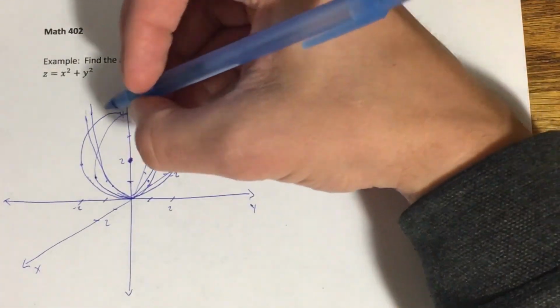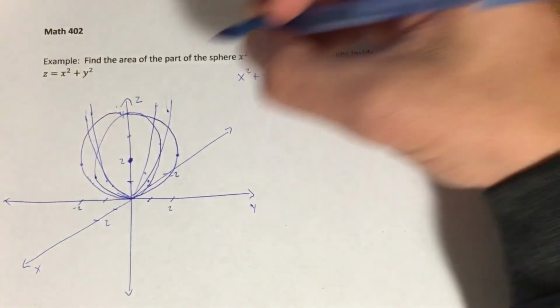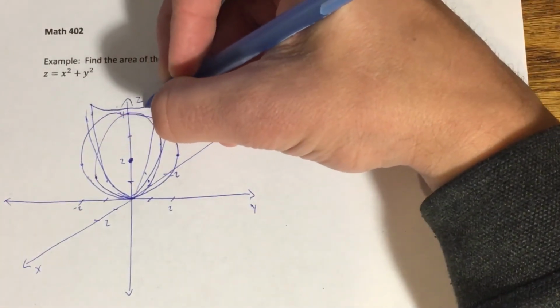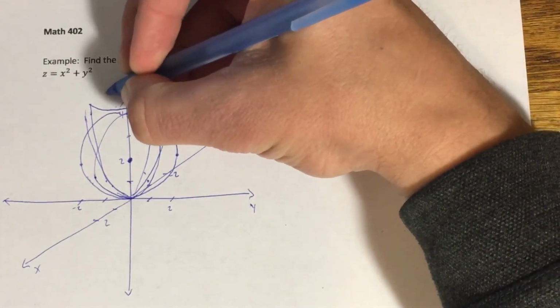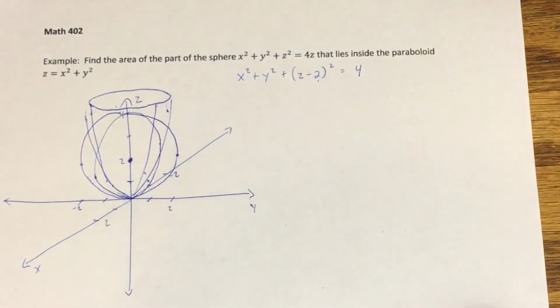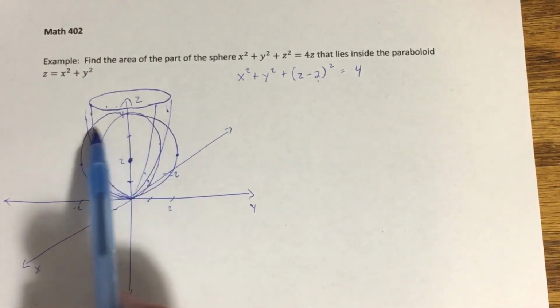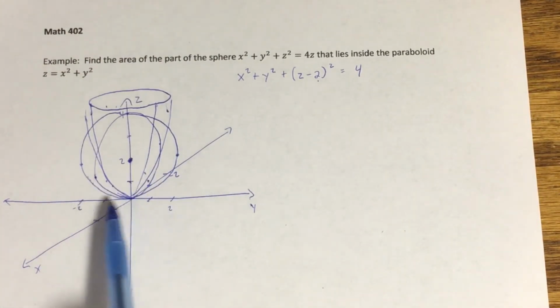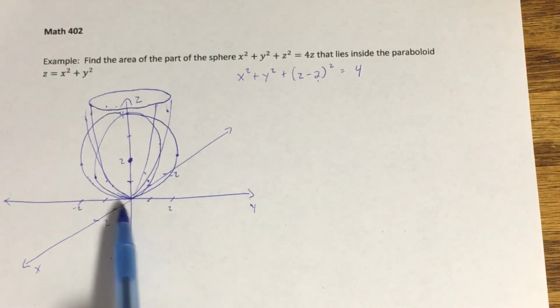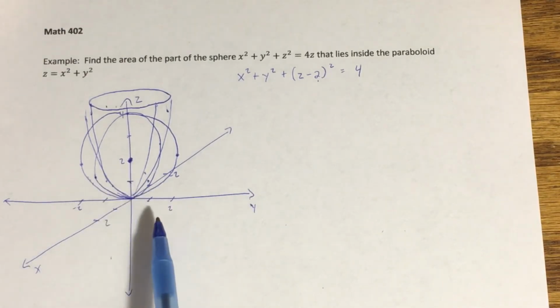But the important thing, if you can make sense of any of this, is that the paraboloid, if I were to slice it using any plane that's parallel to the xy plane, it's going to create a circle here. Any cross-section of this paraboloid parallel to the xy plane is going to be a circle.